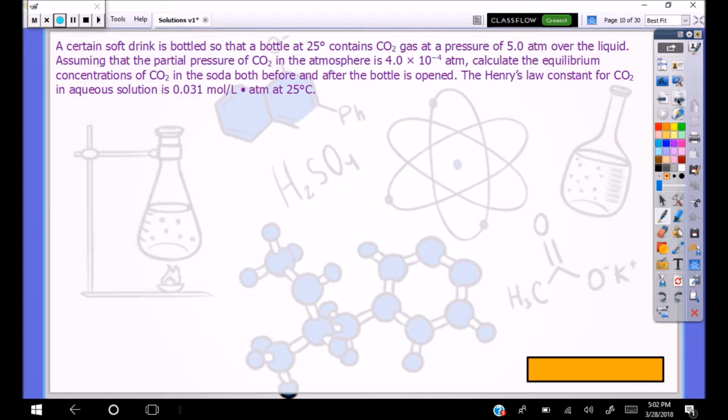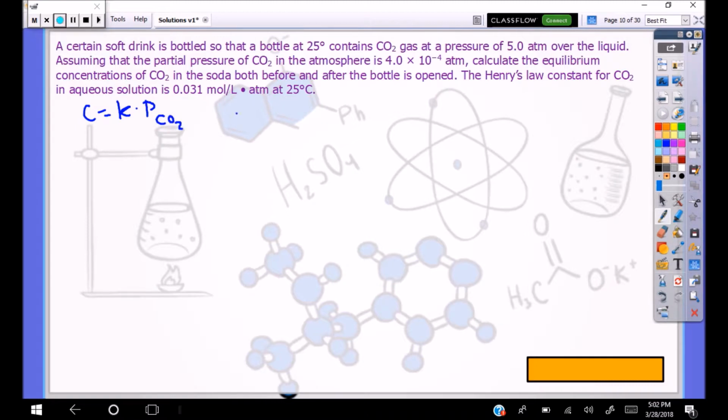Okay, so again, we need the equation C equals K times P of CO2.